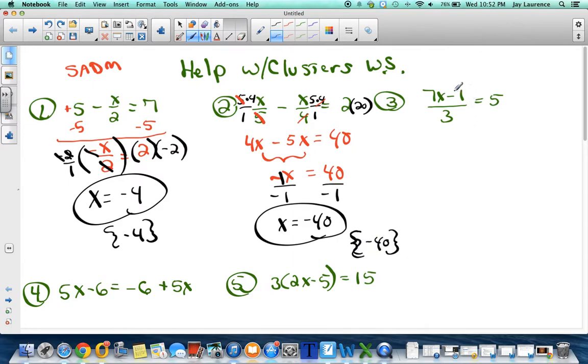All right, number 3, I can also multiply first. I cannot add 1. I cannot do this. No way. That's not a 1. That's a 1/3. Now, some of you might want to write it as 2 separate problems.